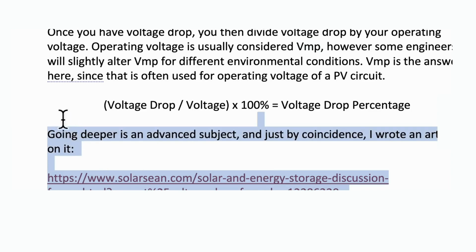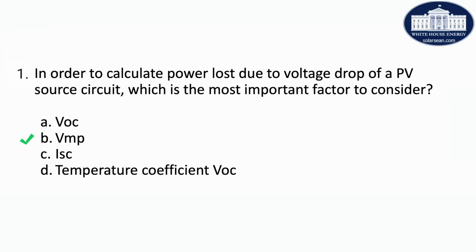And this is it for this question. Just remember that B is the right answer. Be good to yourself and pick VMP, that's your maximum power voltage, or IMP, when you want to figure out what you need to calculate voltage drop percentage, anything like that.